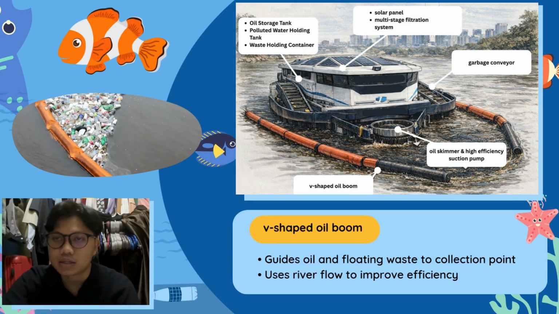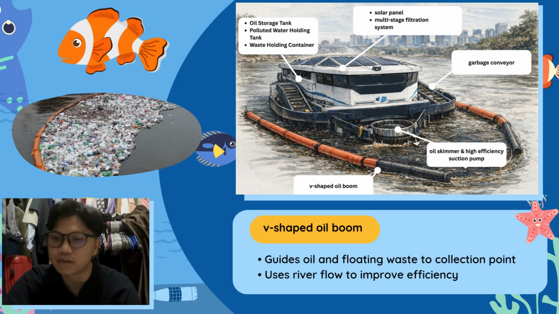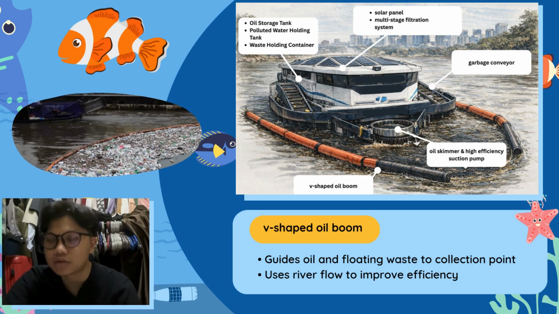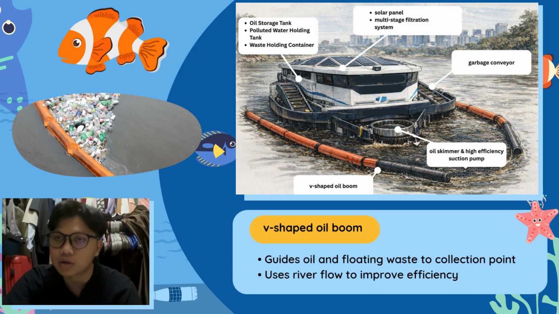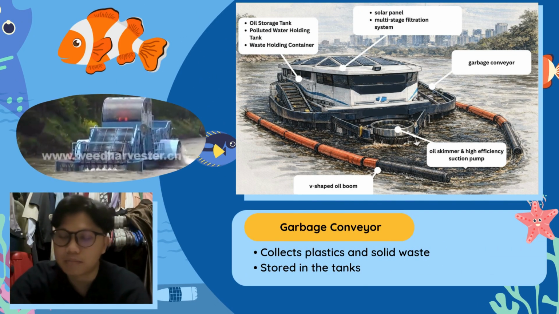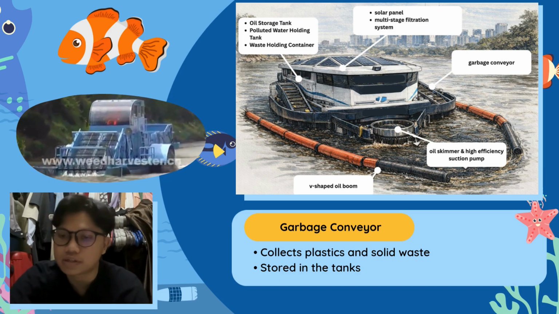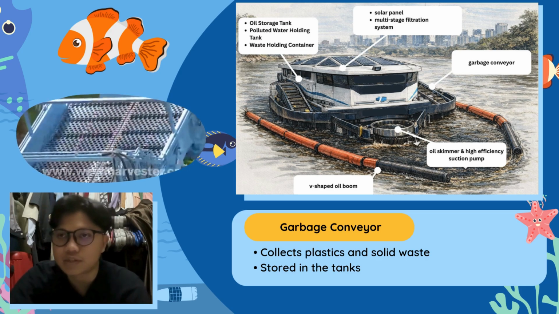First of all, this interceptor boat has a V-shaped oil boom placed on the river surface. It uses the river's natural flow to guide oil, grease and floating debris toward the center, making collection more efficient. Apart from that, solid waste like plastic and debris is lifted up using a garbage conveyor and stored in a waste holding container for safe disposal.